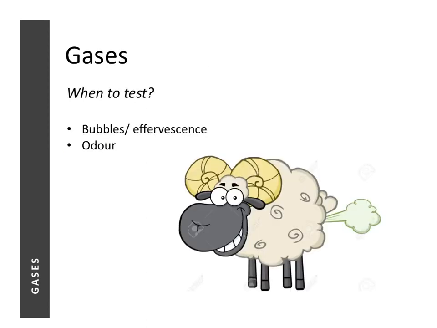So the first question that we need to ask is, when do we need to test for a gas? Now there are essentially three scenarios where we need to test for a gas in a practical setting. First is when we see bubbles. That means a gas is being produced, so we need to test for a gas. Scenario number two is when we smell something. That means that a gas is entering our nose, so we need to test for a gas.